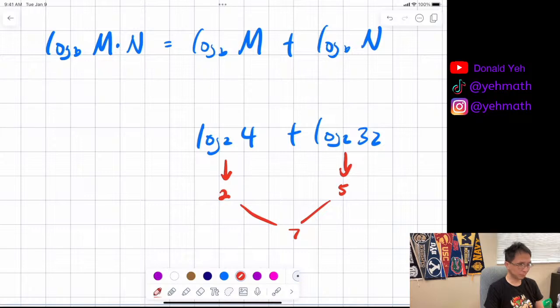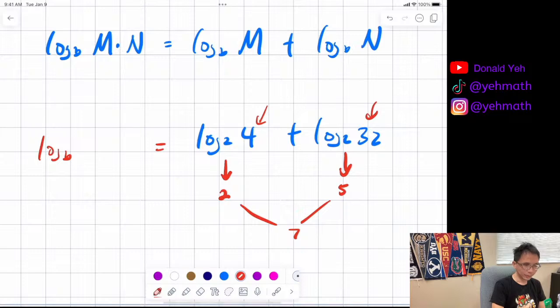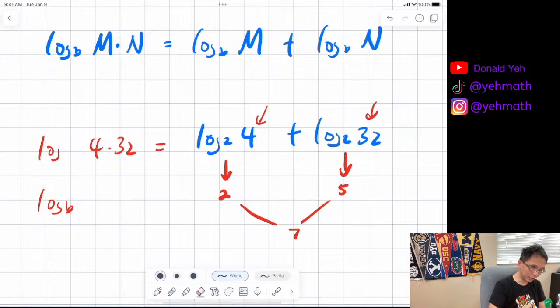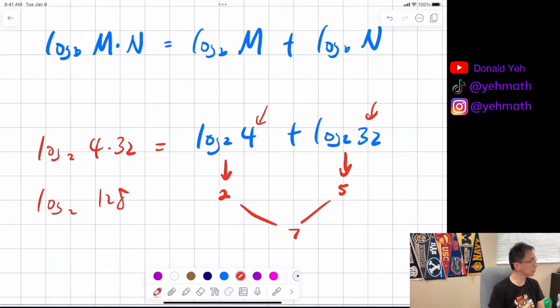What's 32 times 4? No, what's 32 times 4? Or 32 times 4? 128? Okay. So just say, assume this is true, right? Assume this is true. Then it should be log b of what? 4 times 32, right? So what's log 2 of 128? What's log 2 of 128?